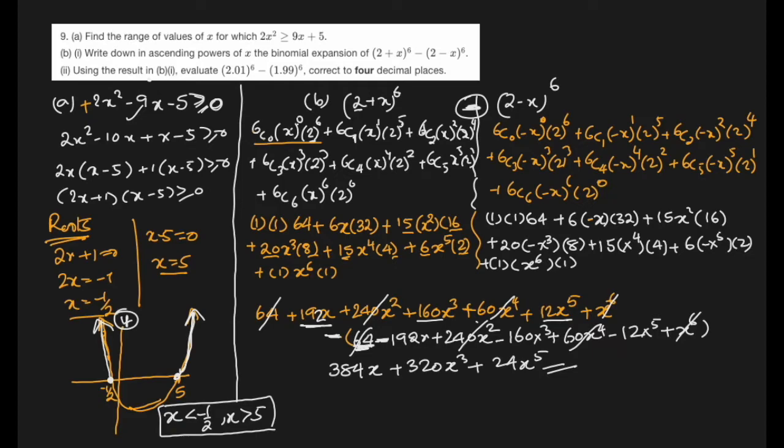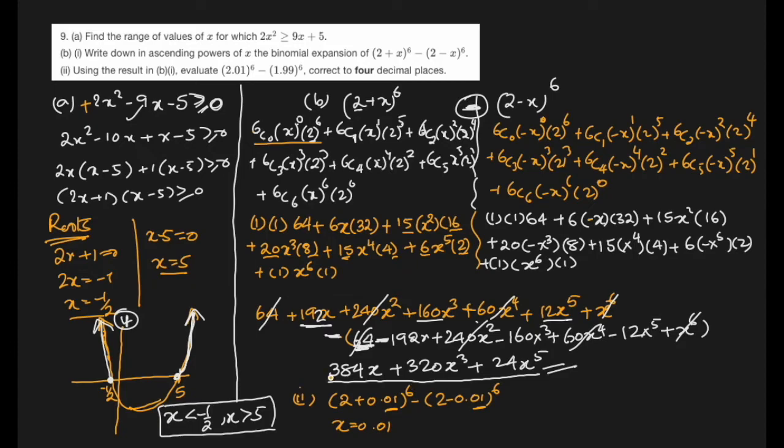Using your result in B1, evaluate this. So we have this answer. Somehow, if we find the value of x in these cases, we'll get it. So the second part becomes 2 plus 0.01 to the power 6 minus 2 minus 0.01 to the power 6. That's how we can write it. And clearly we can see that 0.01 is x.